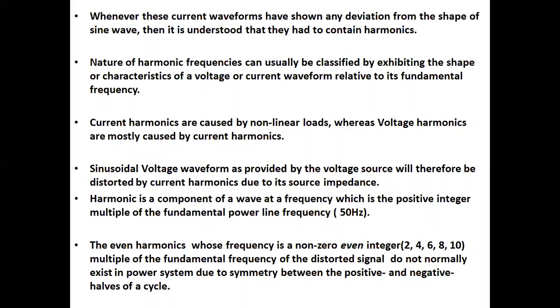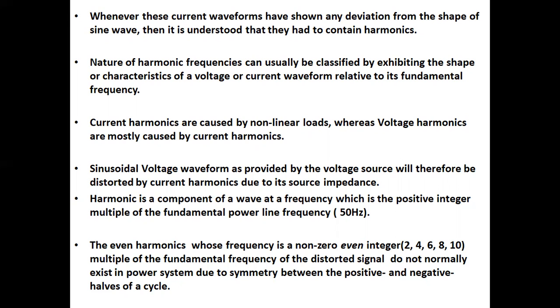Whenever current waveforms show any deviation from the shape of a sine wave, it is understood that they contain harmonics. The nature of harmonic frequencies can usually be classified by the shape or characteristics of a voltage or current waveform relative to its fundamental frequency. Current harmonics are caused by nonlinear loads, whereas voltage harmonics are mostly caused by current harmonics. Again, I repeat, current harmonics are caused by the nonlinear loads, whereas voltage harmonics are mostly caused by current harmonics.